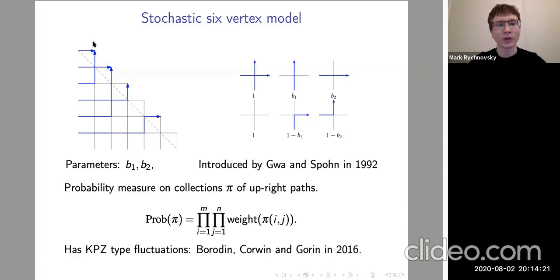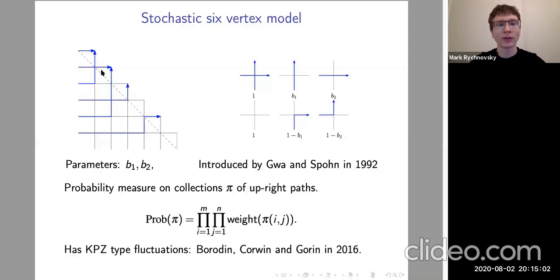And so if we're on a finite square of this integer lattice, the probability of a collection of paths will just be the product of all weights of the vertices, which are noted by 1, B1, B2, etc. here. These are all positive real numbers. So we take the product of all the weights, and that will tell us the probability of getting that path collection. Normally in a statistical mechanics model, we would have to divide by a normalizing constant, but a nice feature of the stochastic 6-vertex model is that that normalizing constant is already 1. We already have a probability measure.